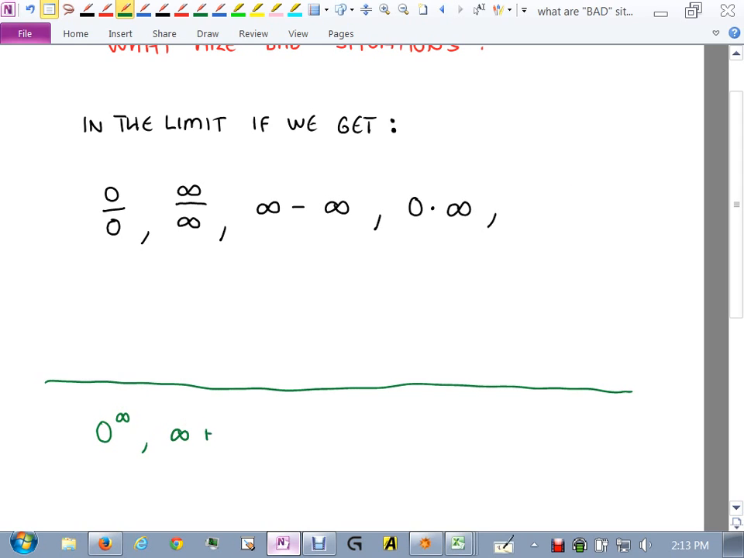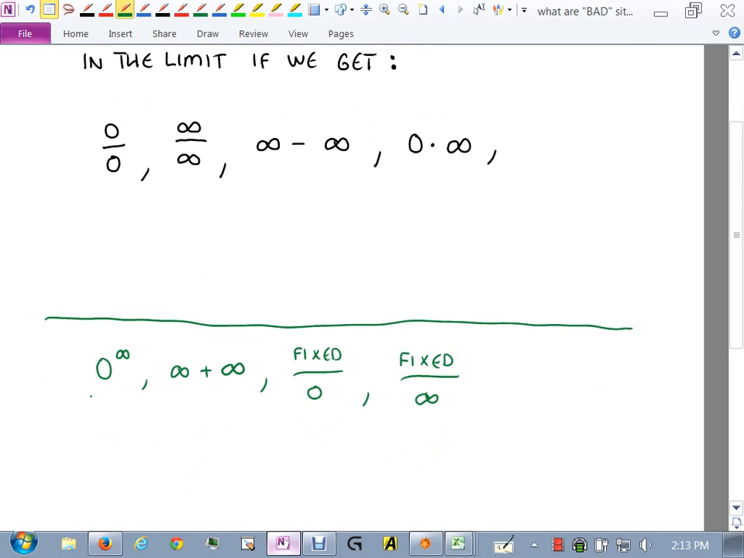Infinity plus infinity would not be a problem for us. That would just be infinity. Fixed over 0 is not a problem because that's one of the 3 different possible answers. Another one would be fixed over infinity. What does a fixed thing over infinity go to? 0, right? So all of these are good situations. I'll put good out here. If you get a limit where one of these is happening, you know the answer.